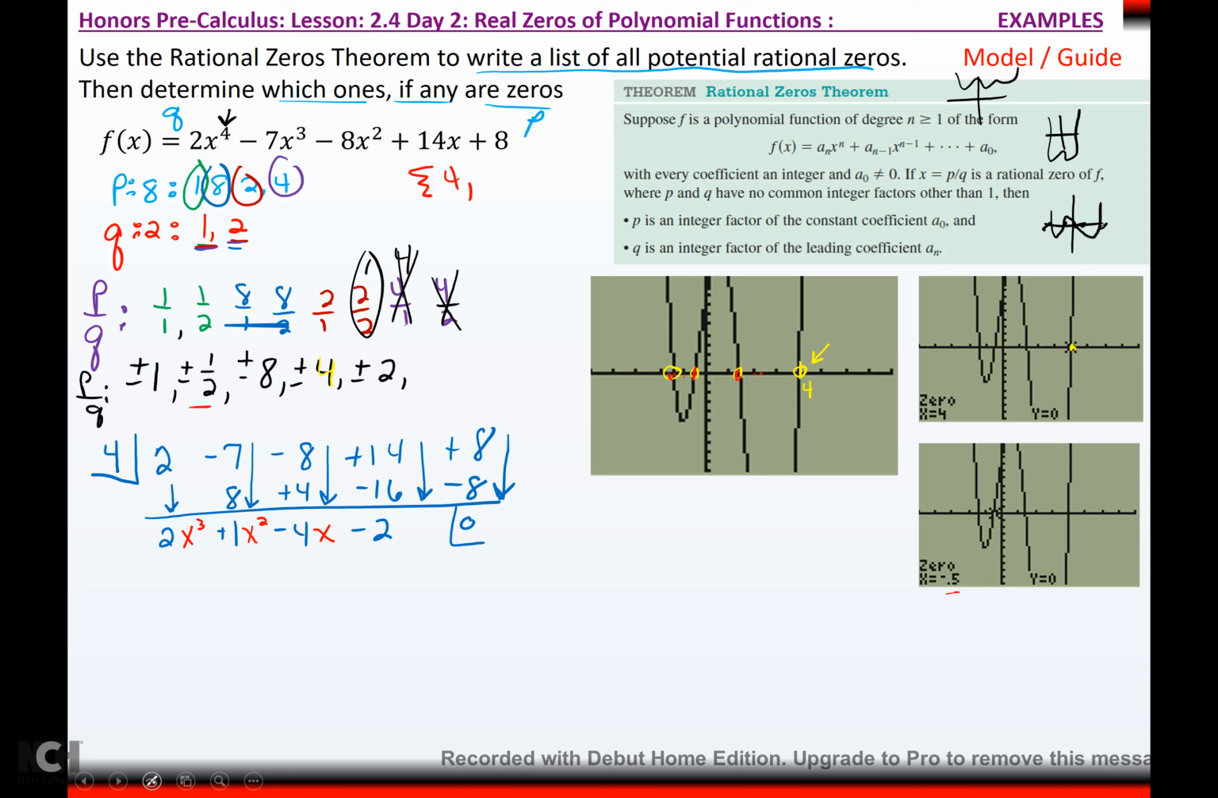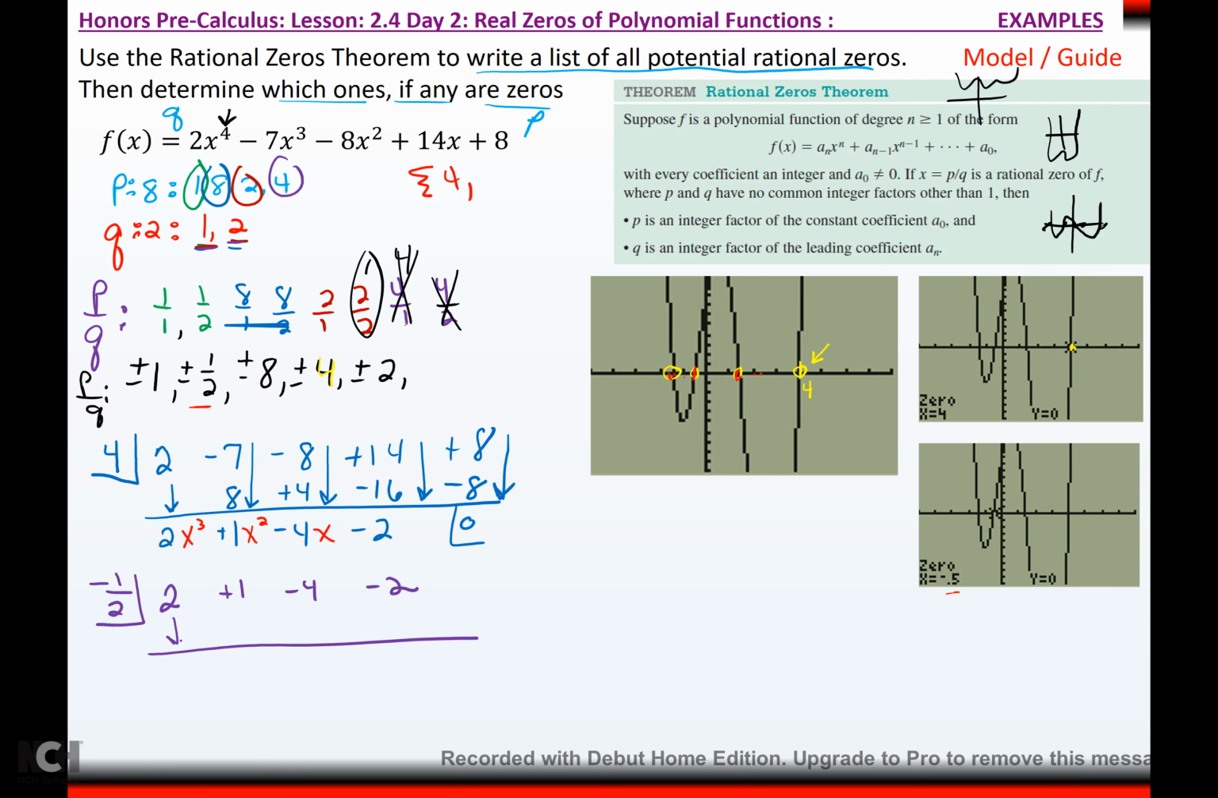Now, you guys don't like fractions, but I promise when this happens, the only way you're going to get a remainder of 0 is if that denominator constantly cancels out. So watch how neat this is. I'm going to put negative 1/2 in the hole, and I'm going to use my depressed polynomial: 2, positive 1, negative 4, negative 2.